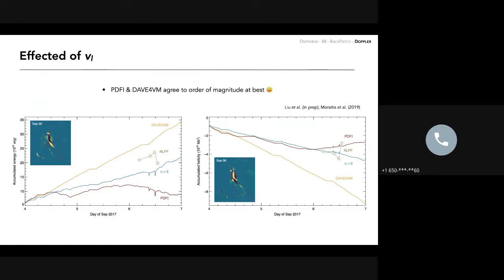So that becomes a problem. If the two most popular methods give you an estimate that is several 100% off, there must be something going on. What I want to say is that the Doppler velocity could contribute significantly to this energy and helicity flux, and we need to be careful when interpreting the results. And the student is actually looking at what could be causing these discrepancies.